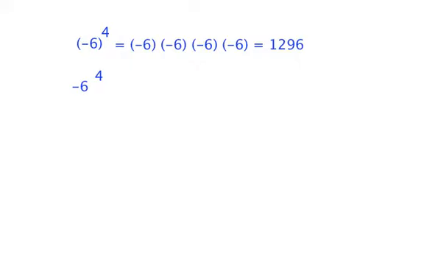Now let's take a look at the example, negative 6 to the fourth power without parentheses. That means the negative is not being taken to the fourth power, just the 6. So then we have negative 6 times 6 times 6 times 6, which is negative 1,296.